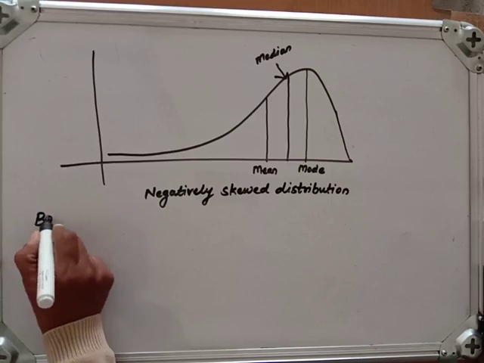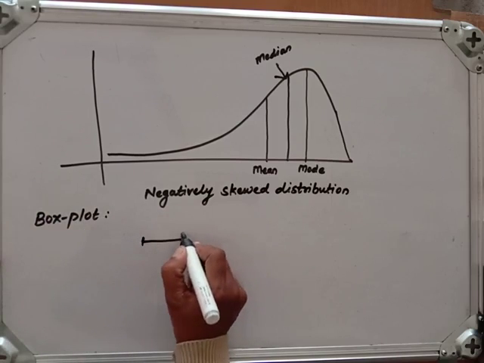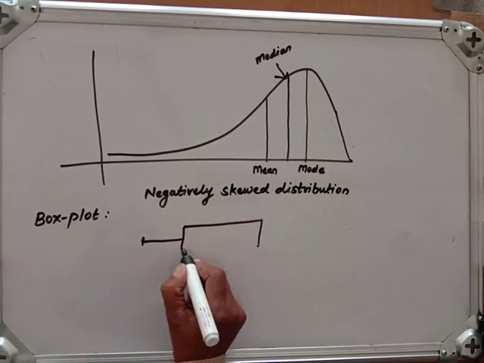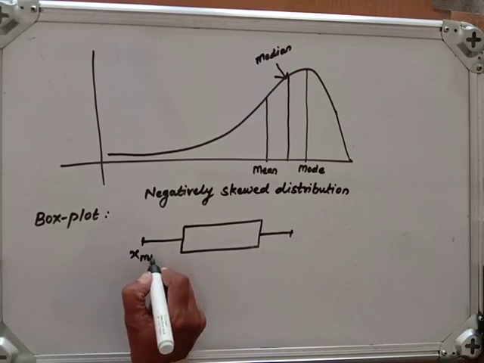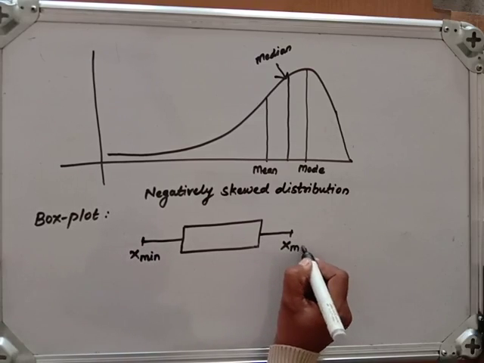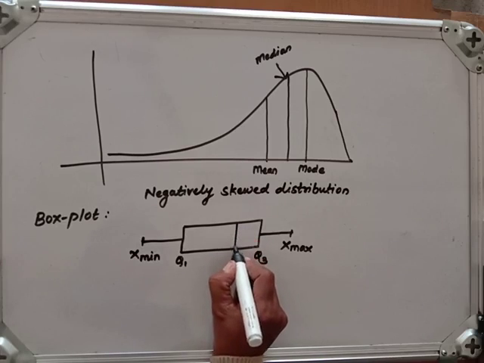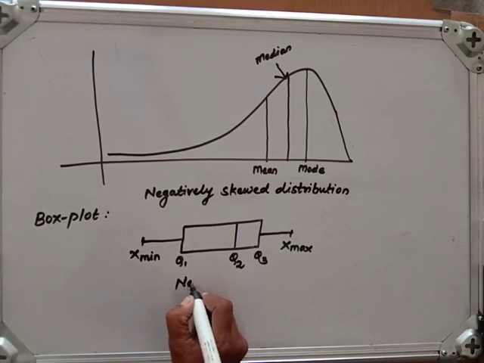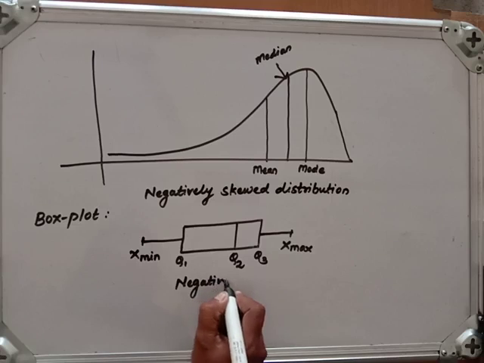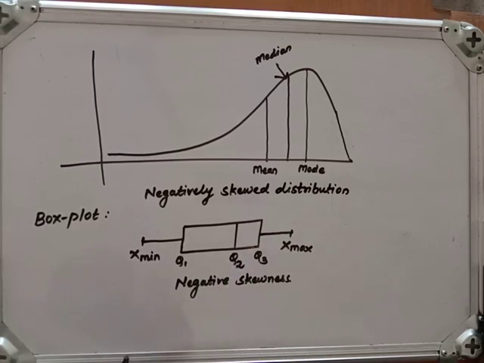And the box plot for this one is again as x minimum, x maximum, here Q1, Q3, and here somewhere Q2, the median. So this is the box plot for negative skewness. You can verify the properties from this one also.